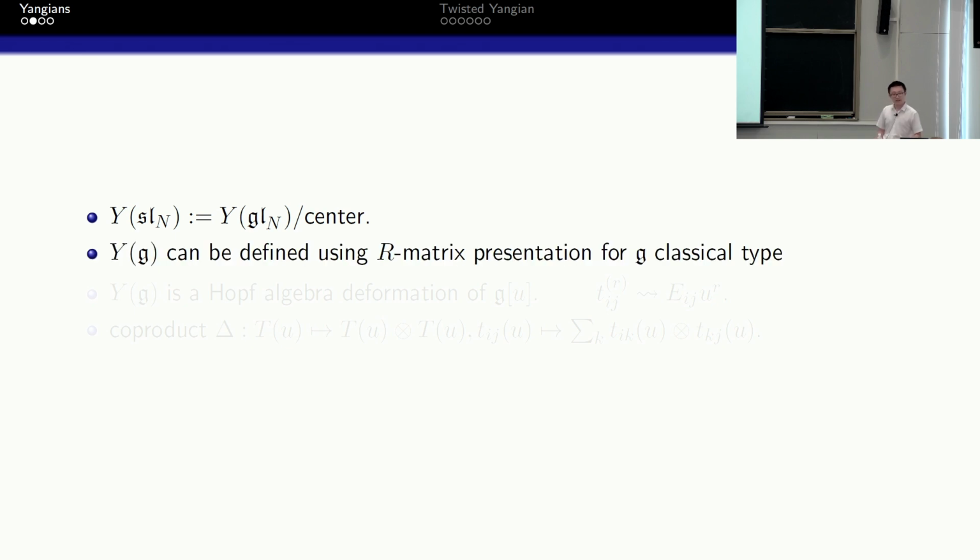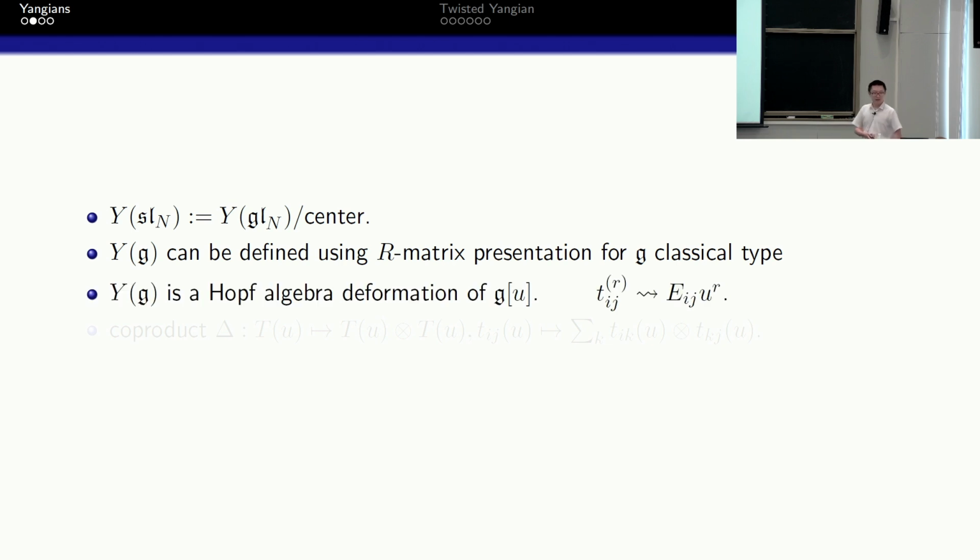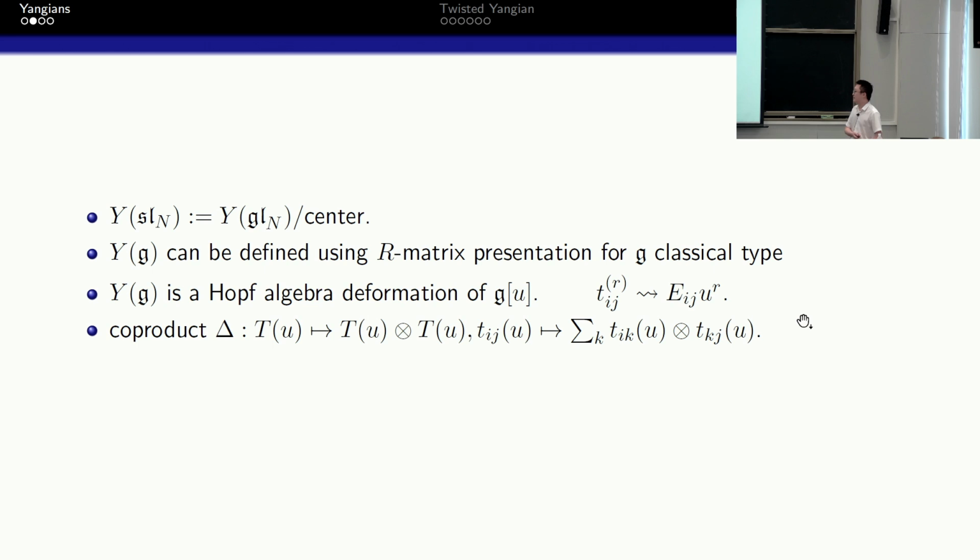For other classical types, you can also define the Yangian using an R-matrix presentation. In that case the R-matrix is more complicated, but the defining relation is still similar to the RTT one. Also, the Yangian is a Hopf algebra deformation of the current algebra. For example, you can think of T_ij^(r) as a deformation of E_ij u^r, and the formula for the coproduct is given by this.